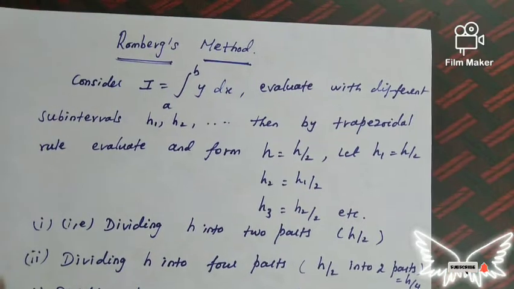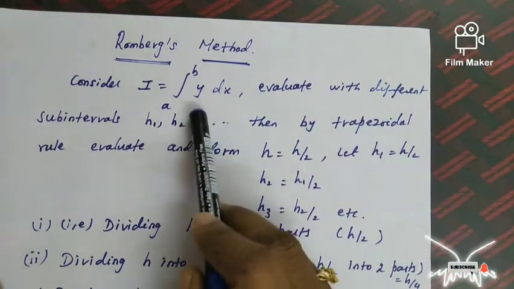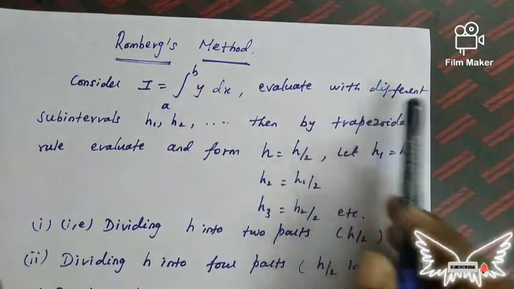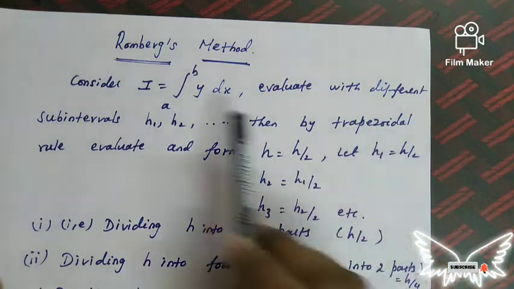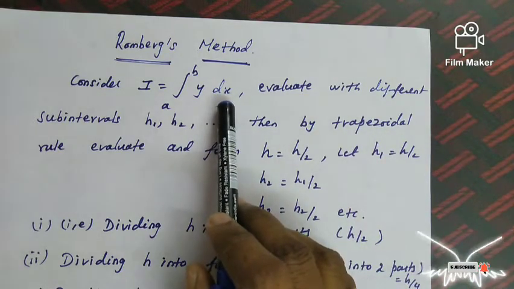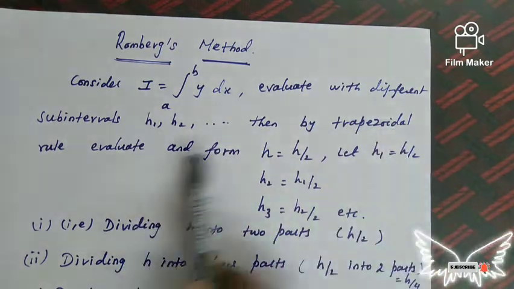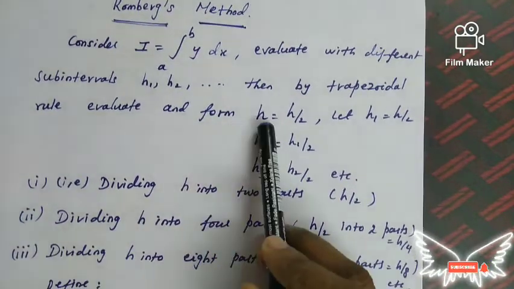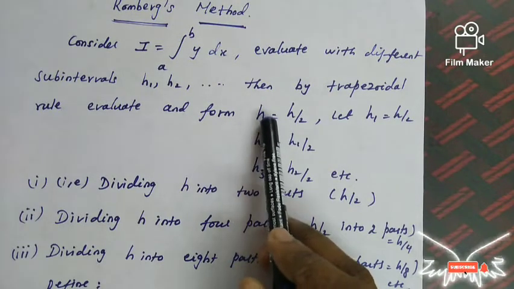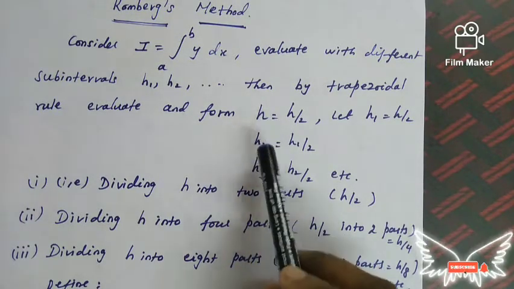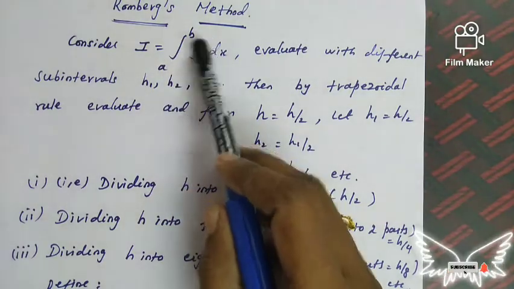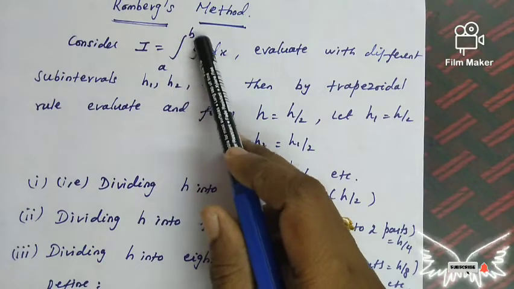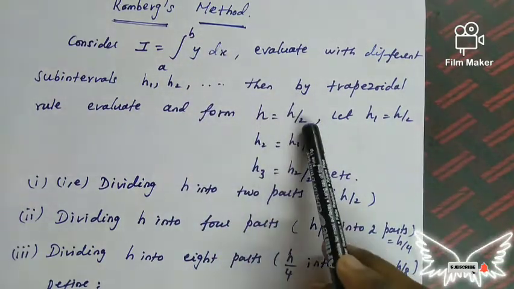First, whatever integration is given in the question should be evaluated with the trapezoidal rule. First we have to integrate the given integral with the trapezoidal rule. How to use the trapezoidal rule? The h is nothing but the difference between the x data, that is, the range. For example, if instead of a to b it is 0 to 1, this 0 to 1 can be divided by 2, 1 by 2, that is h by 2.